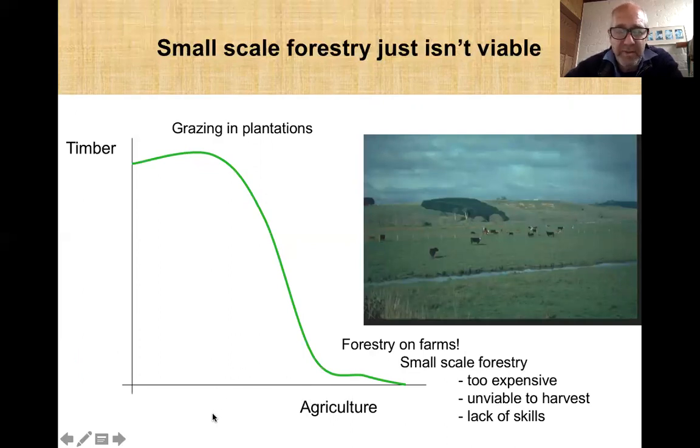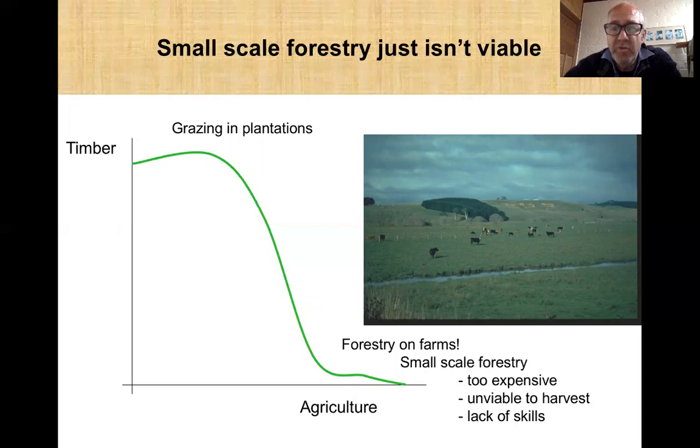I've got some other examples of joint production functions. There is an argument that industrial type timber production just does not work on farms, because small scale forestry becomes too expensive and unviable to harvest. So unless a farmer is prepared to put a large block of trees in, it's not worth growing any trees at all, because you just can't get the return. It's too expensive to do a combination of agriculture and forestry at small scale.